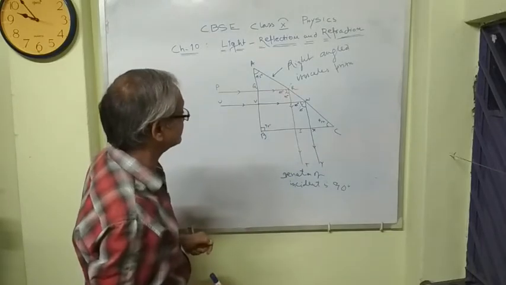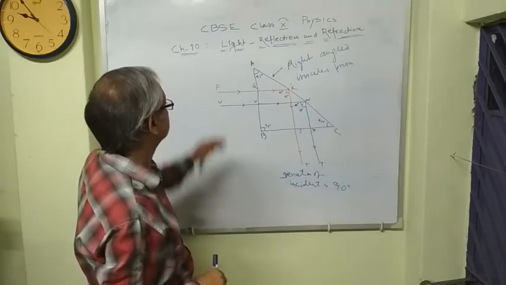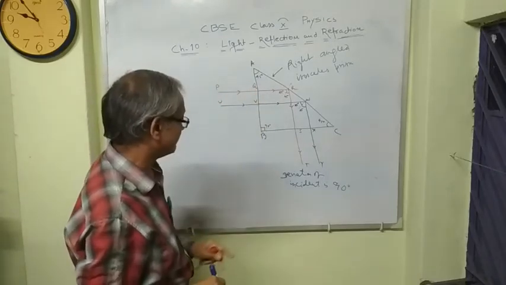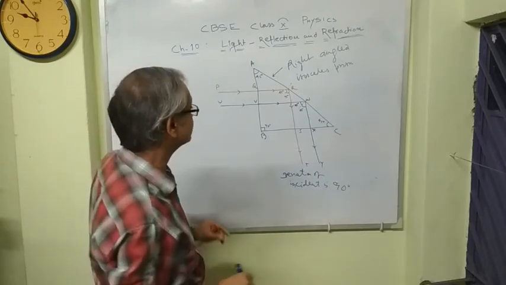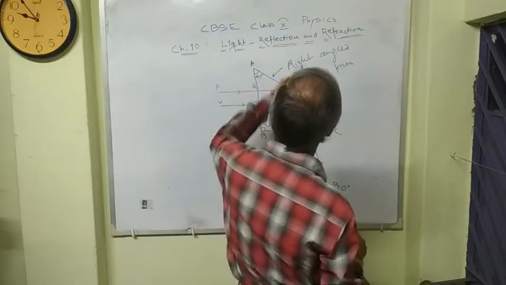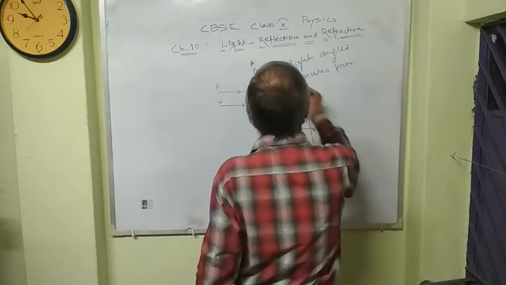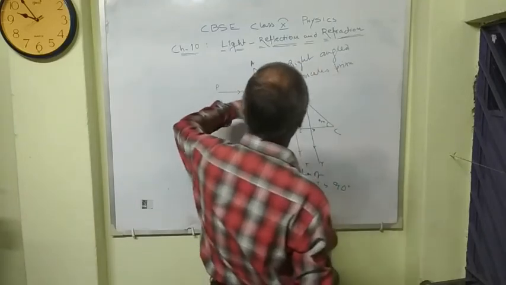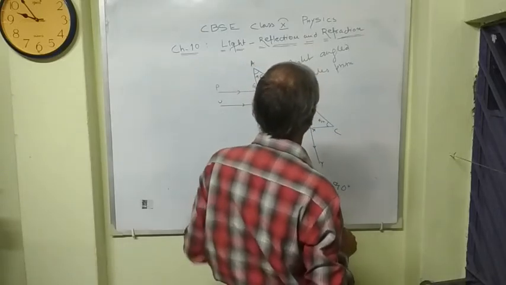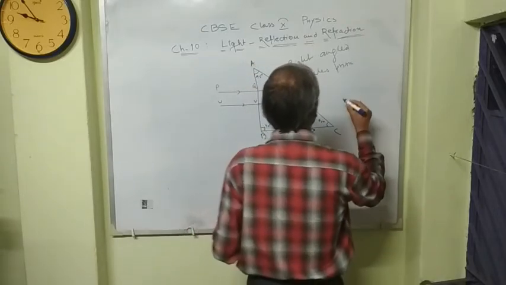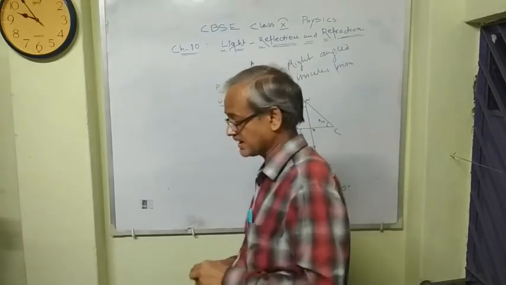Now, we see in which case deviation occurs 180 degree? Right? Here, we take another right angle isosceles prism in which the parallel light rays are incident on the hypotenuse here, AC. Right? This is the hypotenuse.